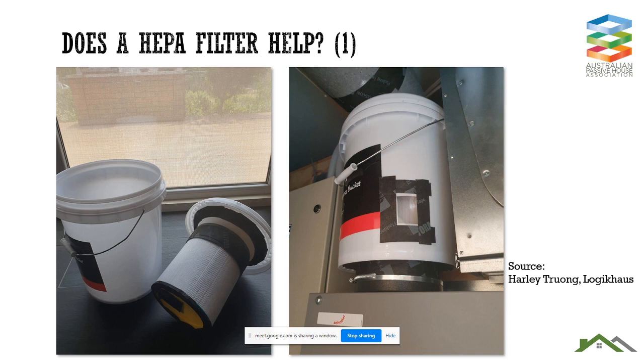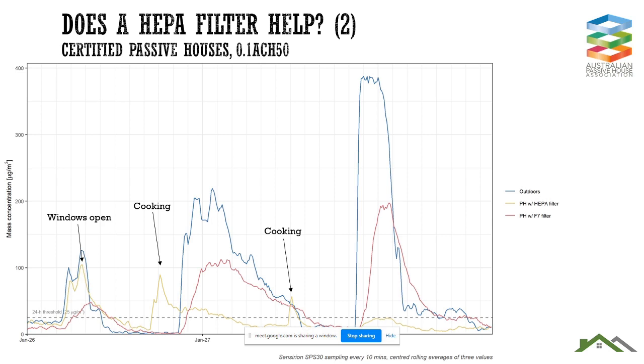Alright, this bucket is courtesy of Harley's great efforts in Canberra to try and deal with these situations. So this again is a 0.1 ACH dwelling, so it's about as tight as you'll ever get. And he's run a bit of a home modification with a HEPA filter, which is a very high grade filter, the kind generally used in hospitals, and run it downstream of the F7 filter that's on the mechanical ventilation unit to try and provide some additional filtration of that smoke. So does this help? Well, the data would suggest that indeed it does.